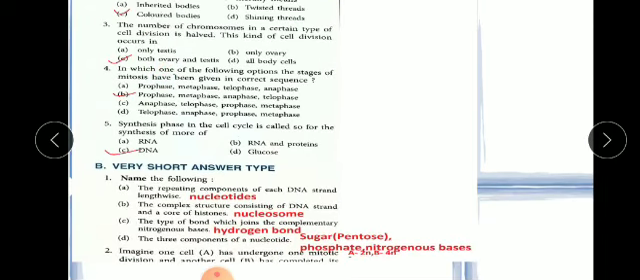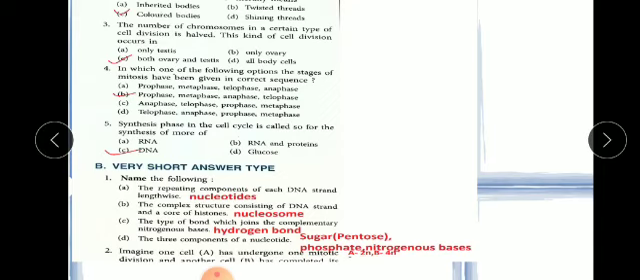and the name of this cell division is meiosis. Now, fourth one is in which one of the following options the stages of mitosis have been given in the correct sequence. The correct sequence of mitosis is, always remember, prophase, metaphase, anaphase and telophase. Pro, meta, ana, telo. Learn like this. Now, fifth one is the synthesis phase in the cell cycle is so called for the synthesis of more DNA. More DNA, more chromosomes are duplicated in this phase, which is called synthesis phase or S phase, capital S phase.